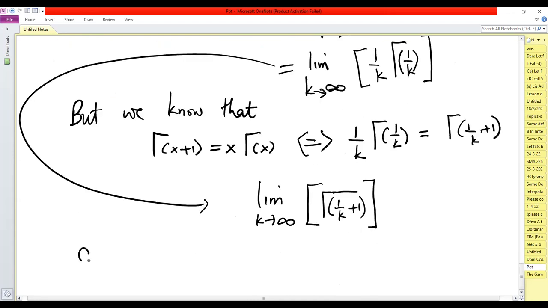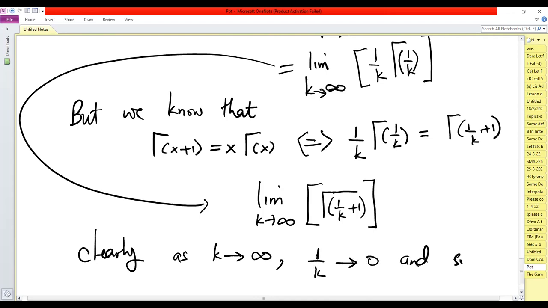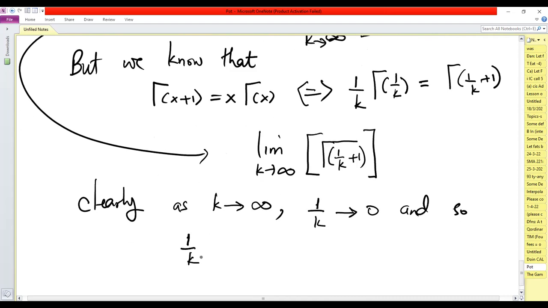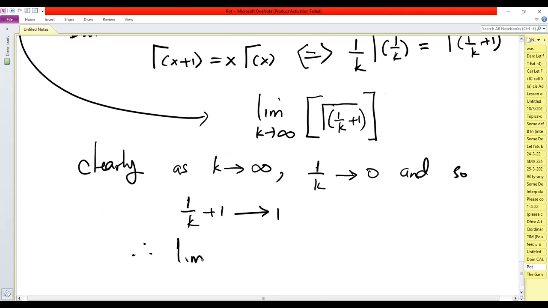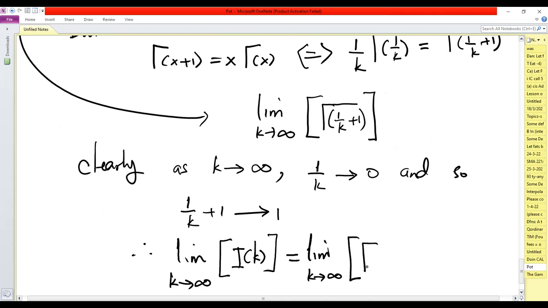And then clearly, as k approaches infinity, 1 over k approaches 0. And so 1 over k plus 1 approaches 1. So therefore, the limit as k approaches infinity of this integral I is the same as the limit as k approaches infinity of gamma of 1 over k plus 1, which is the same as, now as k approaches infinity, it will just be gamma of 1.